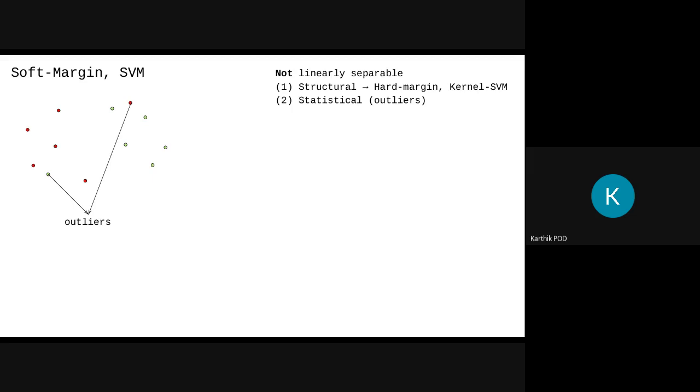One is a structural nonlinearity, and so, can you mute someone's mic?